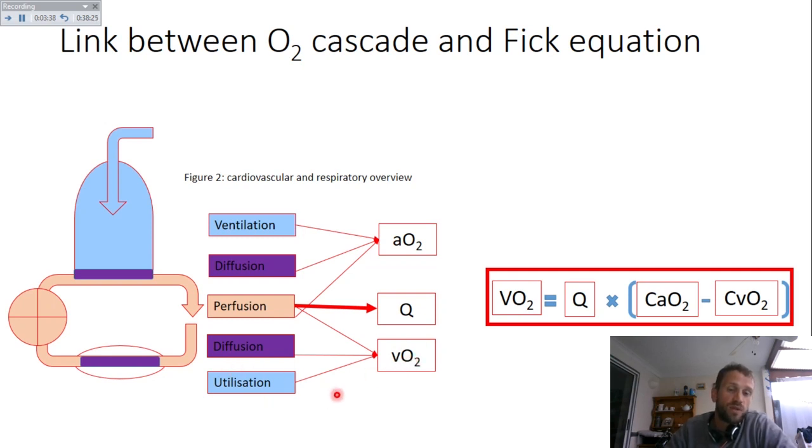If you've got an issue with utilization, let's say you've got some sort of metabolic disease, then it's likely you're not going to be able to extract as much oxygen from the blood, and therefore you're going to have more remaining in the vascular system following its passage through the muscle. So they all interrelate with one another when you consider it in respect to the Fick equation.